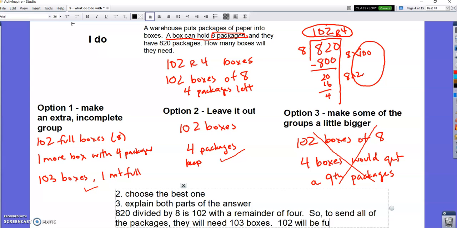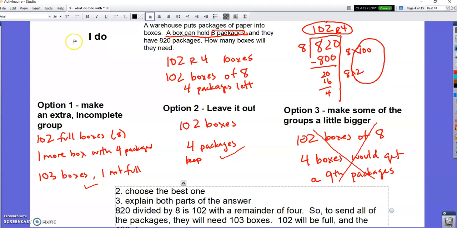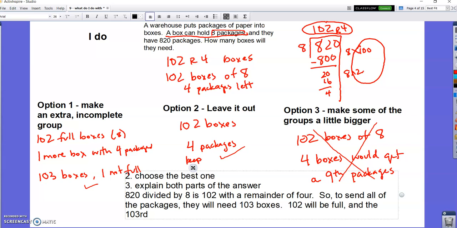102 will be full, and the 103rd, which doesn't fit on my screen, will only have 4 packages in it. So when you really talk this through and you explain what the numbers mean, then your reader can tell that not only do you understand the math, but you understand the problem.